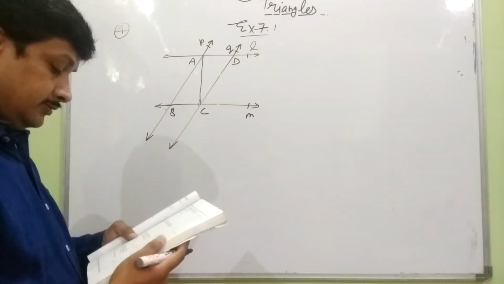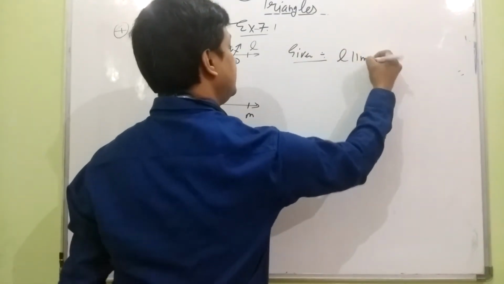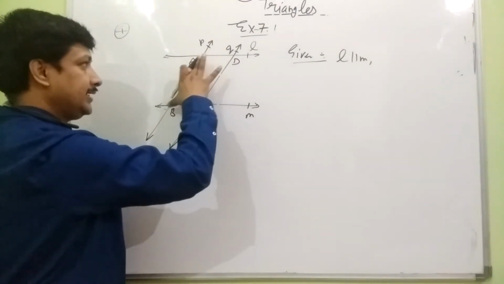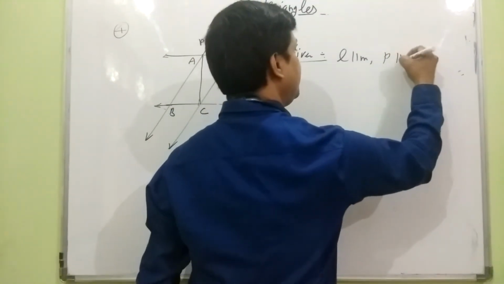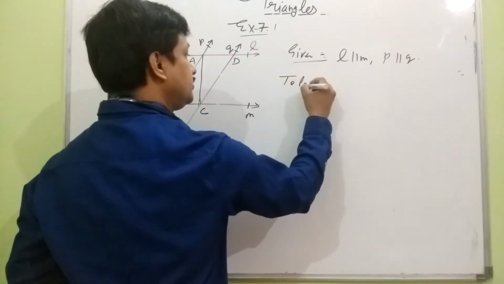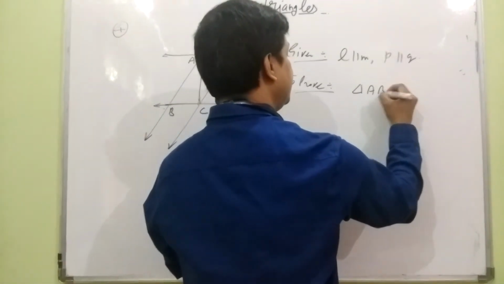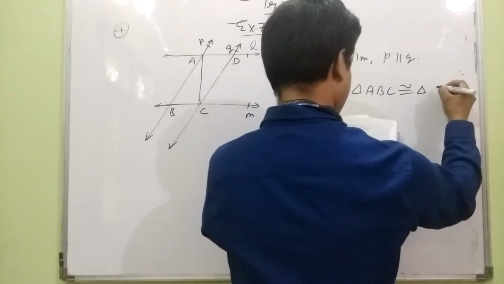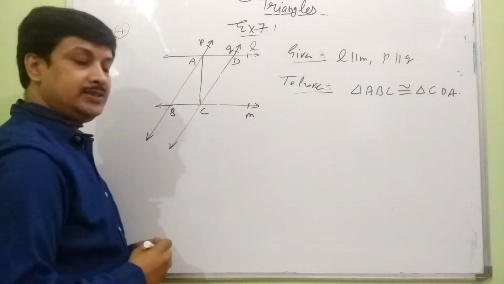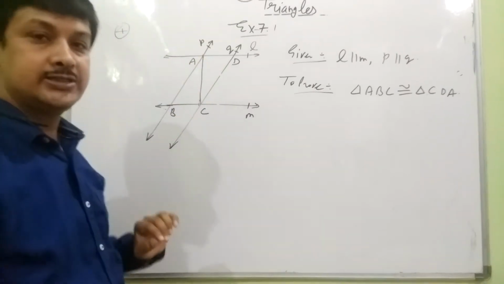First we will write what is given to us. The first thing given is that line L is parallel to line M. And the other thing given is that line P is also parallel to line Q. So what is to prove? We have to prove triangle ABC is congruent to triangle CDA. Triangle ABC, where is triangle ABC? This is congruent to triangle CDA. We have to prove these triangles to be congruent.